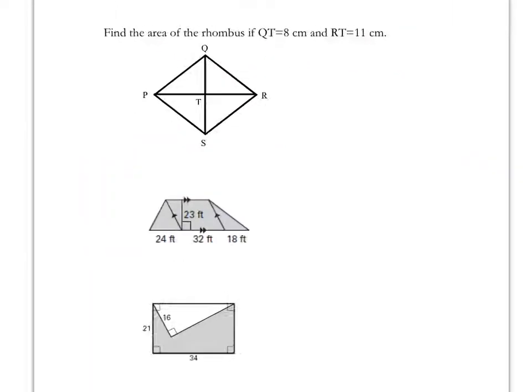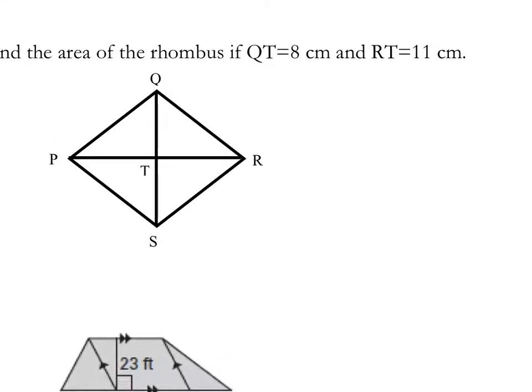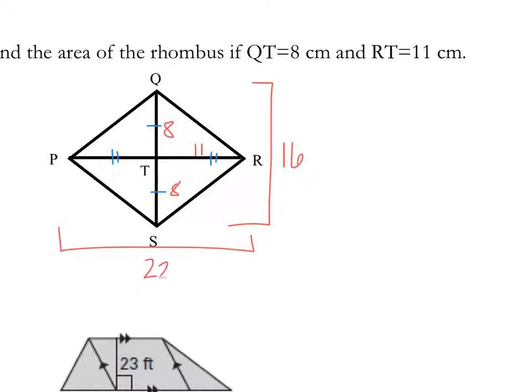Alright, so we have a few more. Area of a rhombus. It says QT is 8. So I'll put that in, and then RT over here is 11. So now this is one thing we have to remember about rhombuses, that you have to make sure that you know some theorems. If you remember, the diagonals bisect each other. So I know that QT is the same as TS. So that's also 8. So my diagonal here is going to be 16. My diagonal down here is going to be 22.